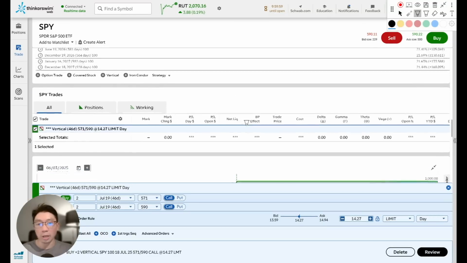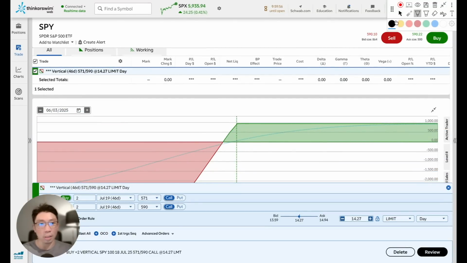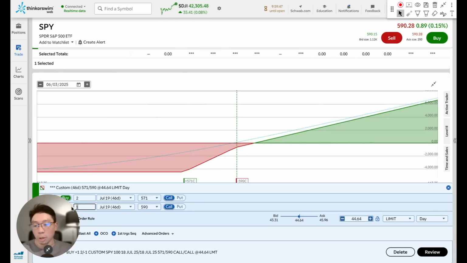So if you were to take a look at the P&L graph, as you can see over here, this now does not look correct. So you know something is wrong. And that's because we have two short call options. So we're going to change this to one call option. As you can see over here, we do still have some extrinsic value decay. So this is not 100% removal of the extrinsic value. So there is some adjustment to make.